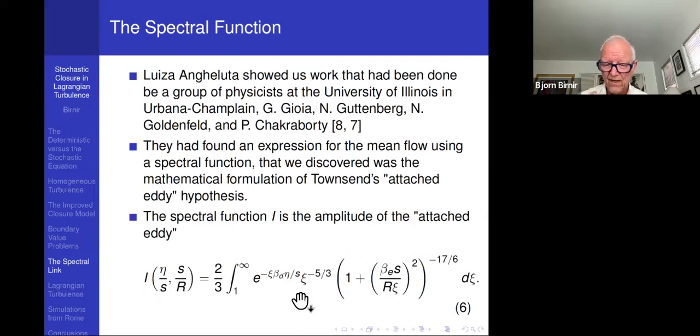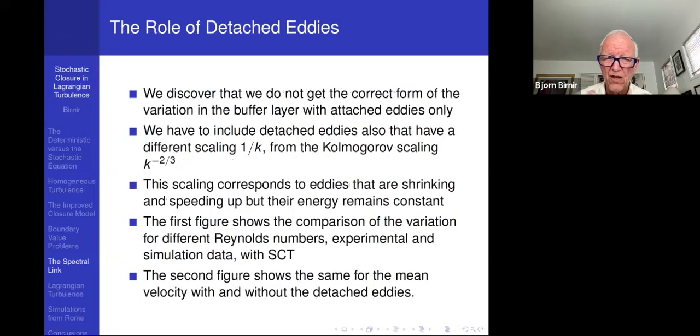Kolmogorov-Obukhov scaling, which is the negative 5/3 in the Fourier spectrum. You also include the von Karman's decay in the wake, and with this spectral function, you can get the amplitude of the attached eddies. And when we put this into the theory, we get the right thing, except we don't get this flat region in the buffer layer.